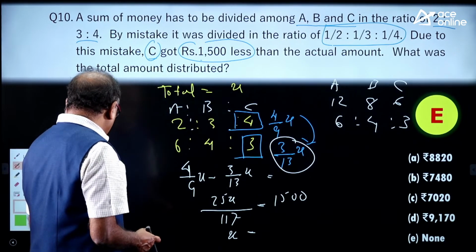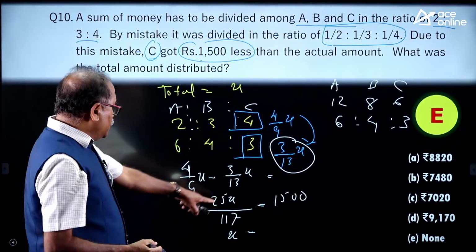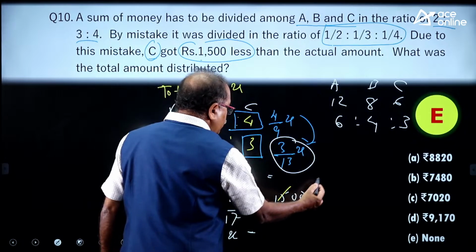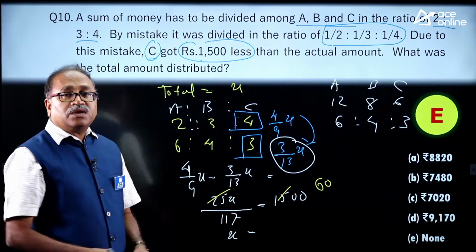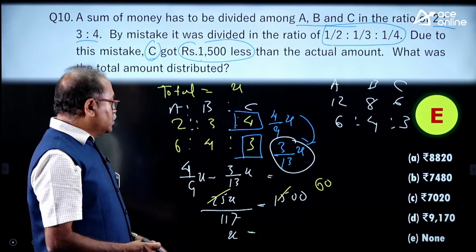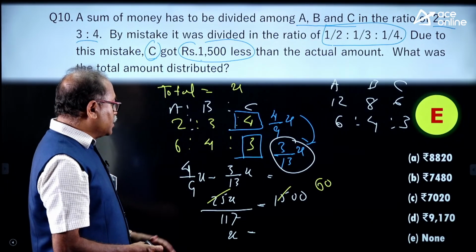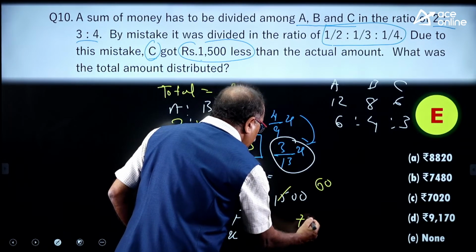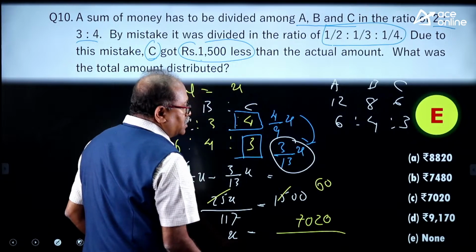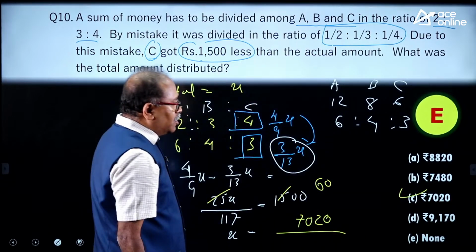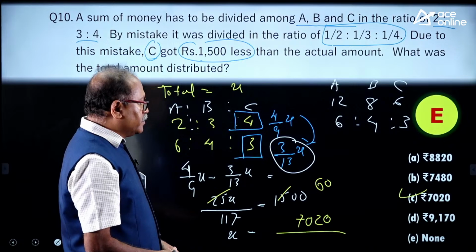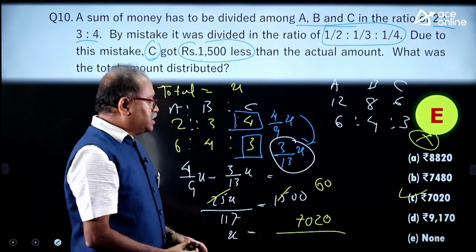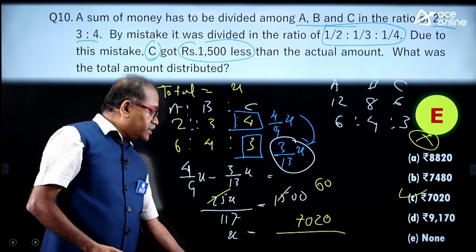Okay, so finally my answer should be, here I will cancel this one, and this gets cancelled how many times? 60 times this gets cancelled. 60 into 117. 17 times 6 comes 102 and another 1. So that comes 7020. That should be my answer. Anywhere it is there, 7020. Option E is there. That's right. So there is a mistake in that option here. Option C is there. The total I am getting is 7020.